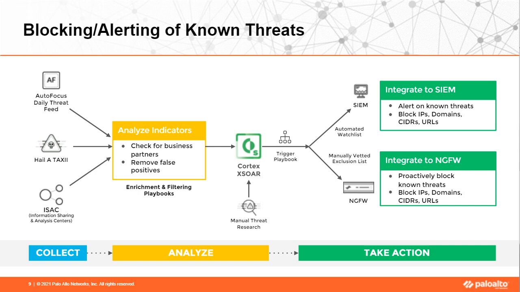You want to enrich them. You want to see if any of your business partner IP ranges are in there, for example. Make sure those are removed out. Get those aggregated into a single place. And that's where the automation comes in, right? We can do all that automated work for you.